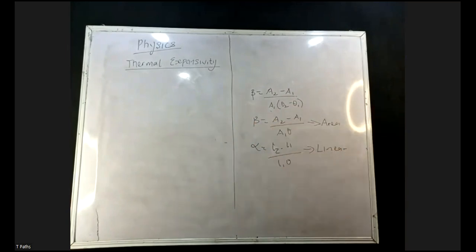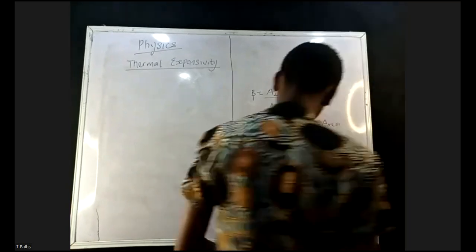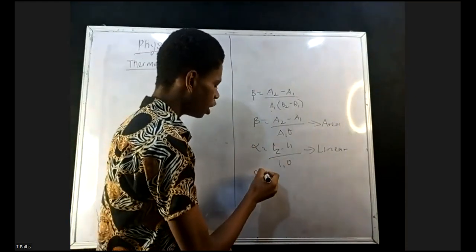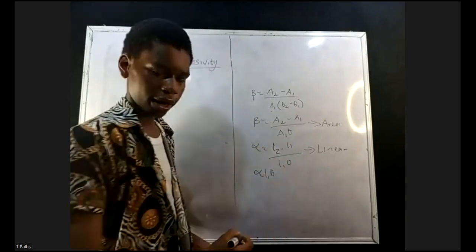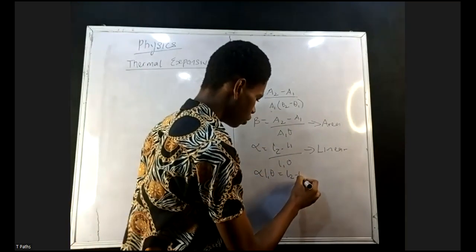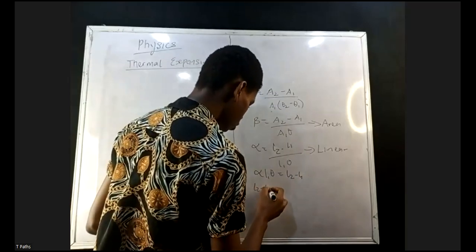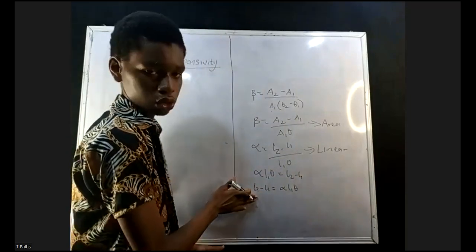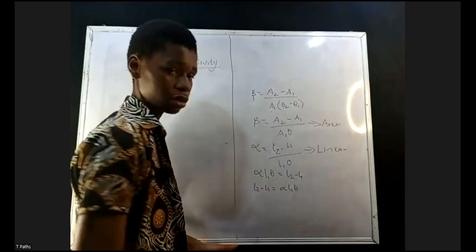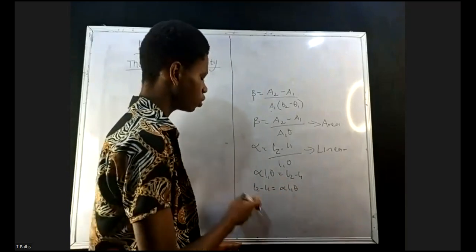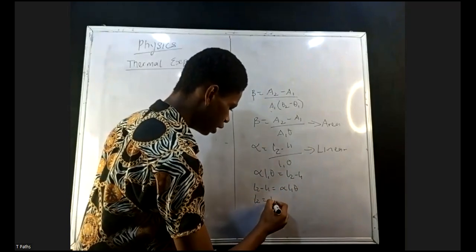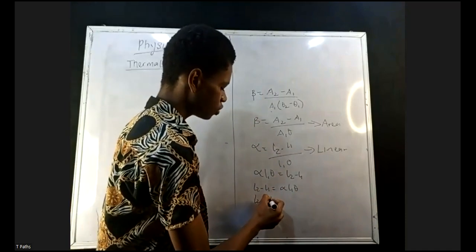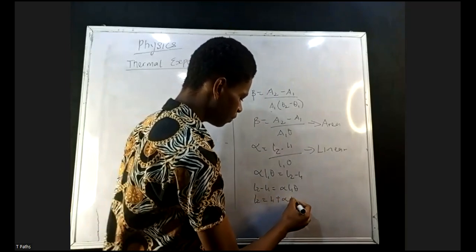That's beta and alpha. So first, I want to cross multiply for linear expansivity. When I cross multiply, I'll have alpha L1 theta equal to L2 minus L1. I can also say L2 minus L1 is equal to alpha L1 theta. Now I want to make L2 the subject of the formula. That means I want to make L1, theta and alpha in terms of L2. So L2 will become L1, because the negative sign moves over and becomes positive, plus alpha L1 theta.